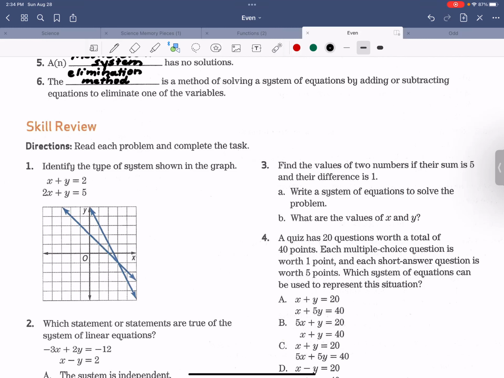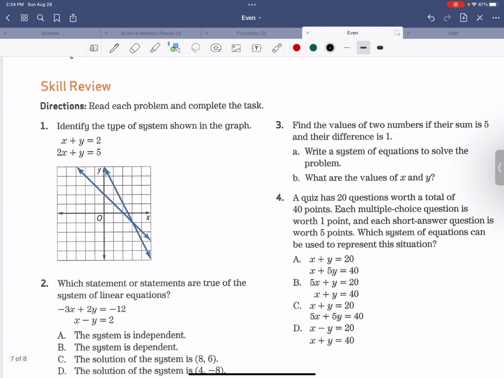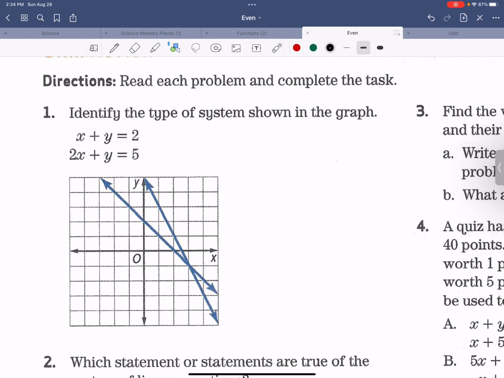I am still on page 178 at the skill review. Read each problem and complete the task. Identify the type of system shown in the graph. Well, we don't have to do a thing except realize that there is one point of intersection. These two equations touch each other in exactly one spot. That makes it an independent system. There's exactly one solution for the system.